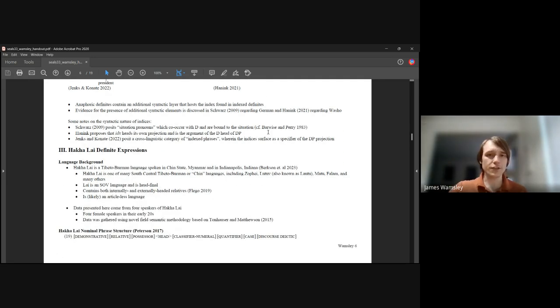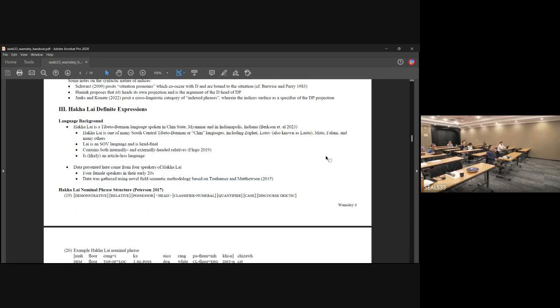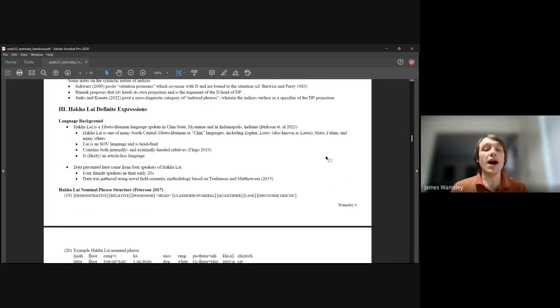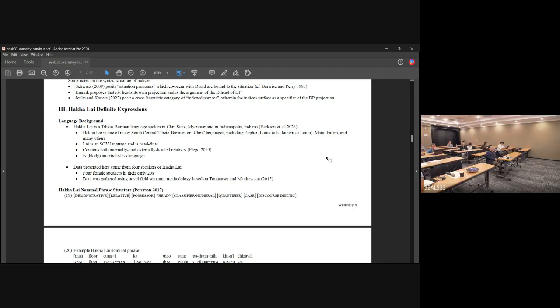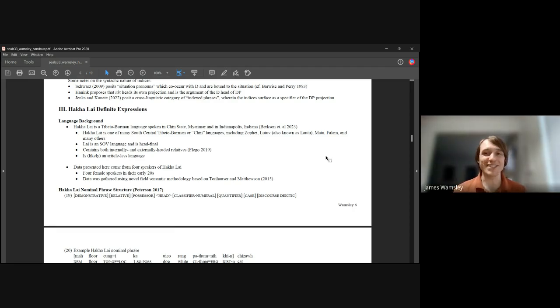Okay, in the interest of time, let's go on to the Hakha Lai data. That's interesting here. So Hakha Lai is a Tibeto-Burman language spoken in Chin State, Myanmar. It's also spoken in diaspora communities around the world, most notably in Indianapolis, Indiana, because that's where I did my research. And there's a large community of Chin language speakers there. And Hakha Lai is one of many Chin languages.